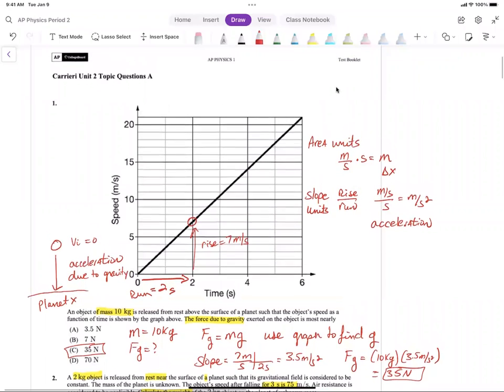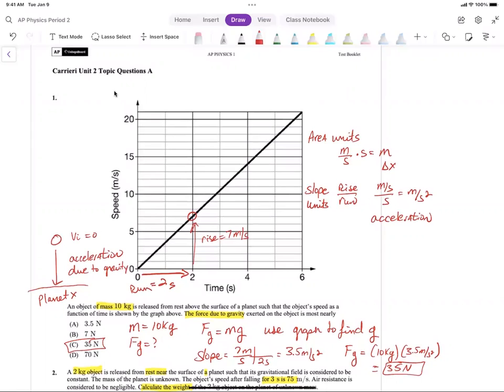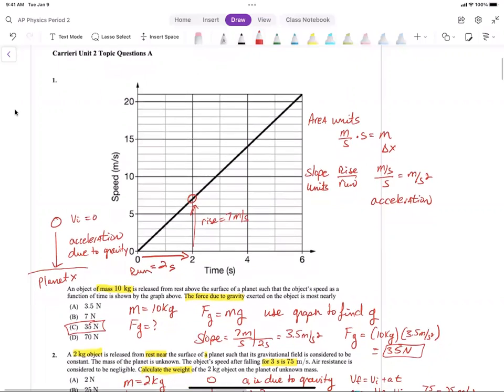This is a quick video related to my assignment for some topic questions in AP Classroom from Unit 2. This is question number 1. I've already solved them, so I'm going to walk through them. You can take a quick pause if you need to think about what I've gone over.